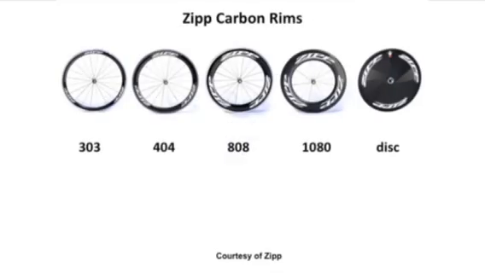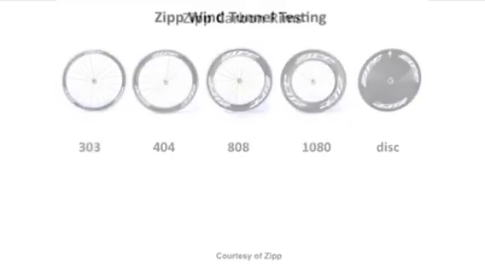We're going to look here at some Zipp carbon rims, starting from left going to the right. The one on the left is the Zipp 303. That is the shallowest of the Zipp family. And then we have the 404 and the 808, the 1080, and all the way on the right, a disc wheel. Obviously, the depth of the carbon in the carbon rim increases as we go from the left to the right. Let's see what the consequence of that is.